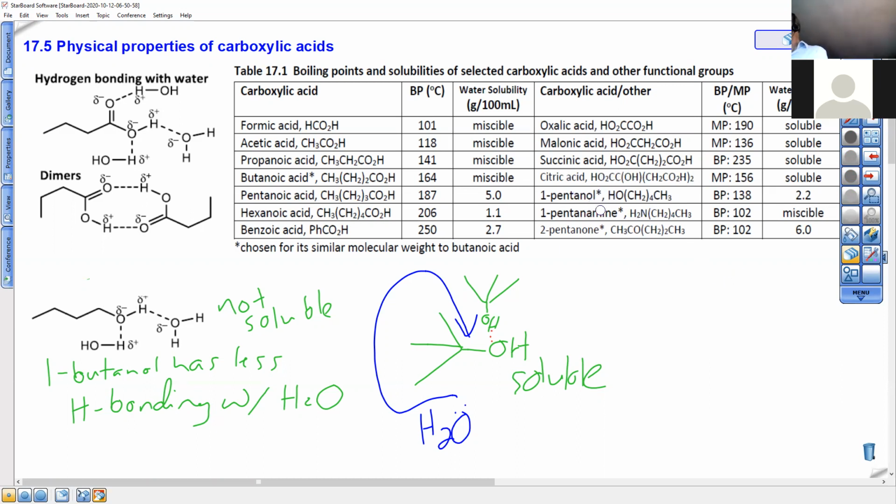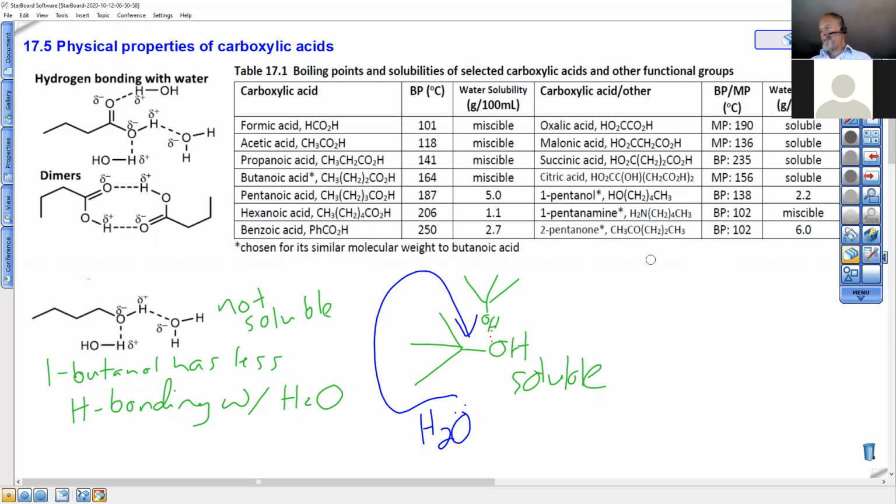And these I added from a previous chapter because they have a similar molecular weight to butanoic acid. And with 5 carbons to 1 ratio, we're not expecting solubility. An amine is soluble. It's because it can hydrogen bond quite a bit. And ketones, not so much. Not polar enough. So that is about all I wanted to say about physical properties of carboxylic acids. And that brings to a conclusion our chapter.